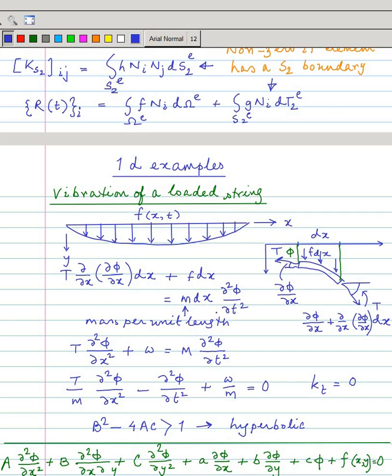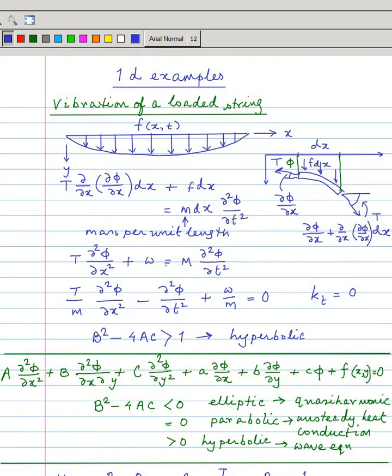This is a downward force, and this is a net downward force, if you take the downward direction to be positive, and this is the mass of this part, where m is mass per unit length into dx. The total mass into del 2 phi del t2, the acceleration. So you get this equation, or if you write it like this, it is this equation. Here k_t equal to 0, but k_tt is not equal to 0.